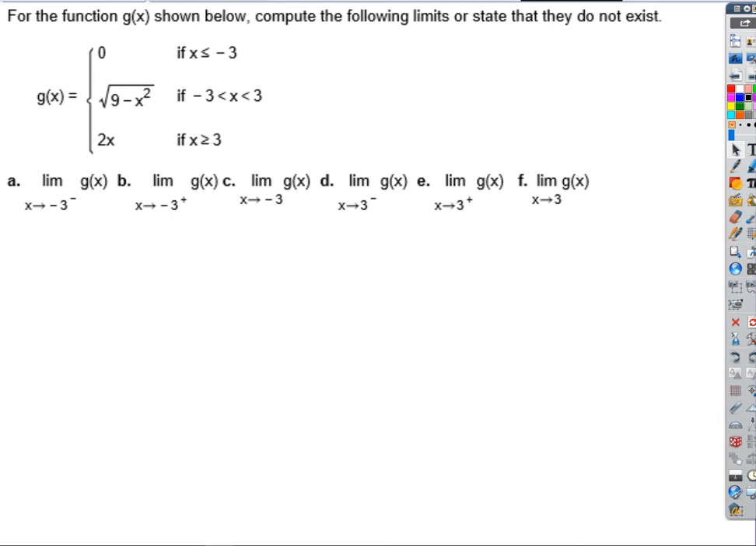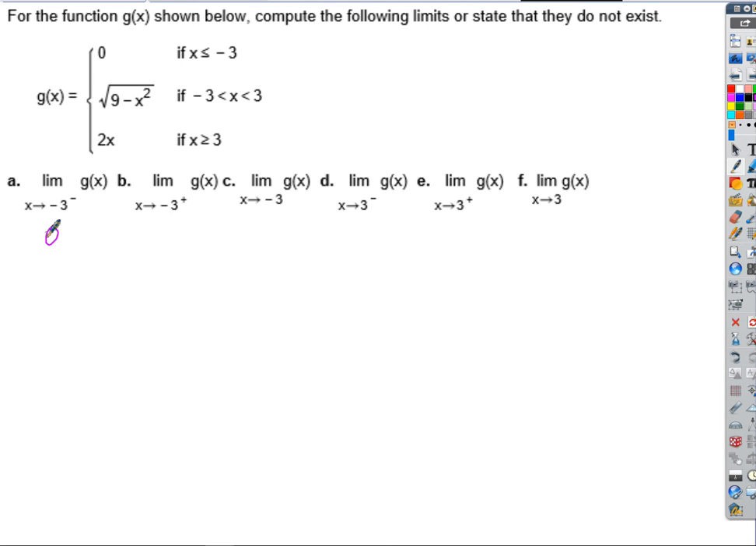Which piece of the function are we evaluating there? First one. So what is the answer to that first one? 0. This is a constant, right? So the limit of this part of the function is always just 0. The limit of 0 as x approaches anything, who cares, is 0.